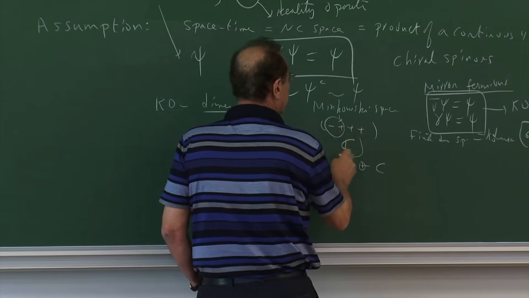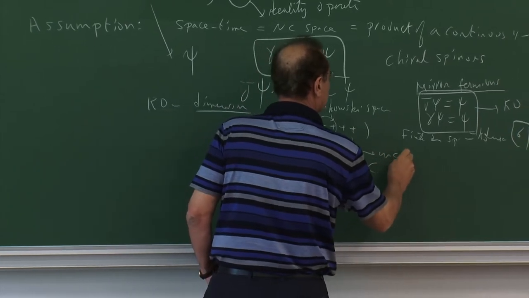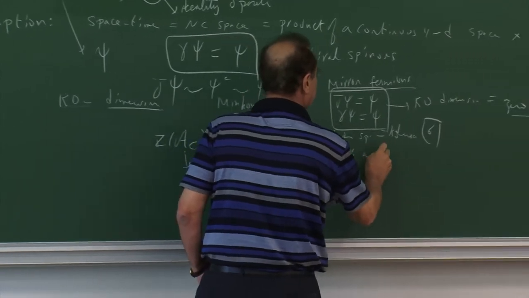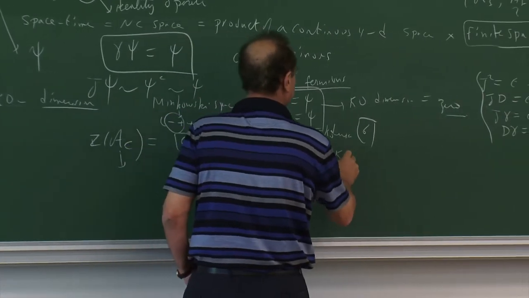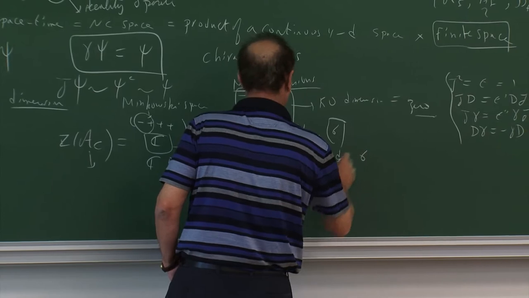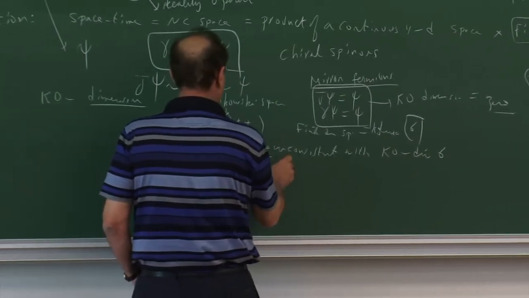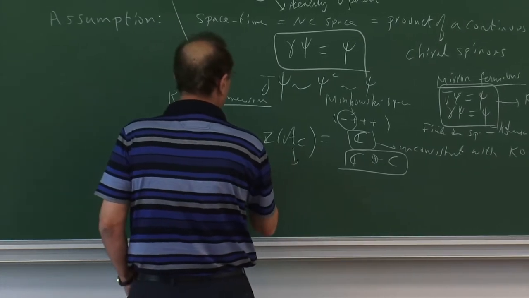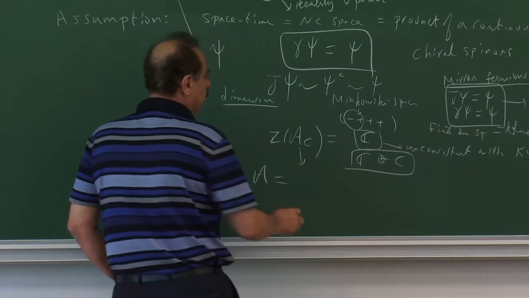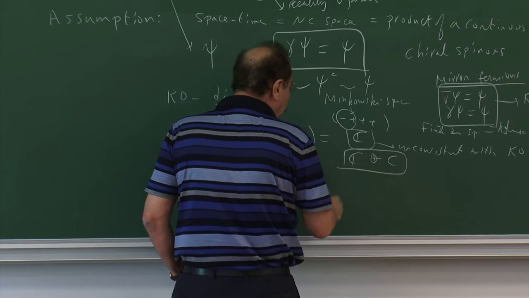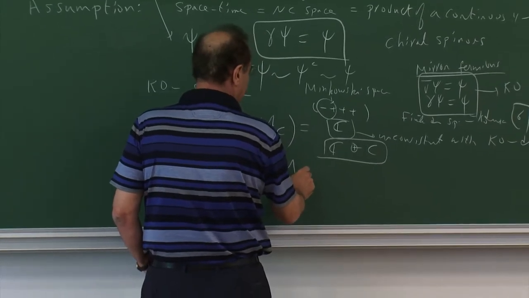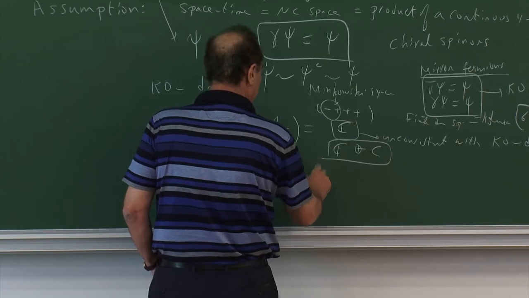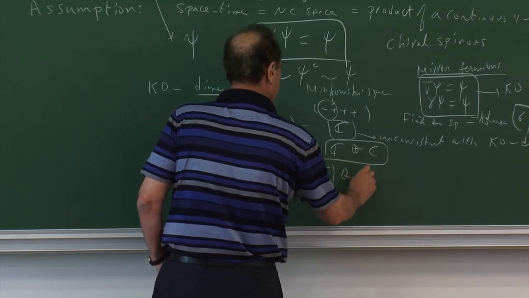And this is inconsistent with KO dimension 6, which leaves us only one possibility, that A_C is C plus C. And really, it corresponds to an algebra which is a variant of, let me call it, M_N(C) plus M_N(C).